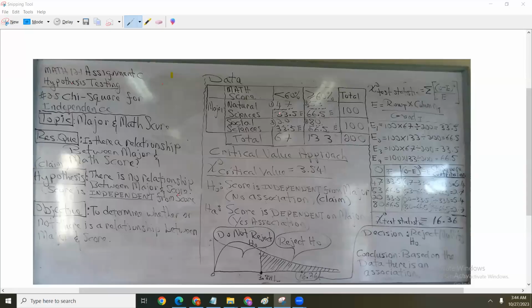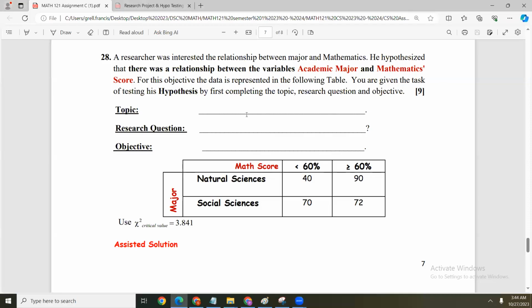This video is to record an example on a Math 1-to-1 assignment C, which deals with hypothesis testing, and number 25, which is about a chi-square test for independence. So here is the assignment. It's number 28.